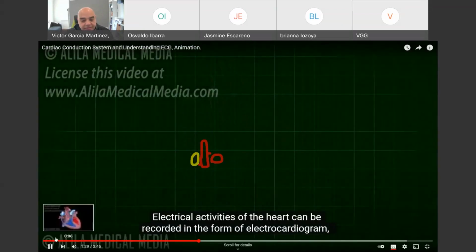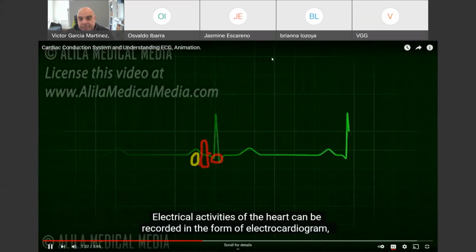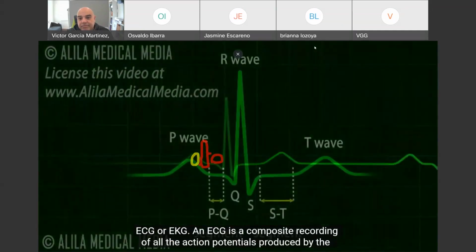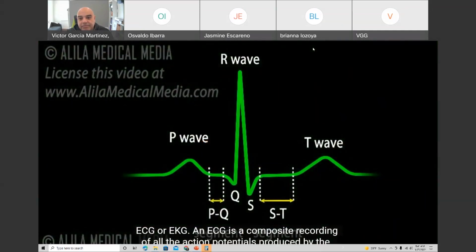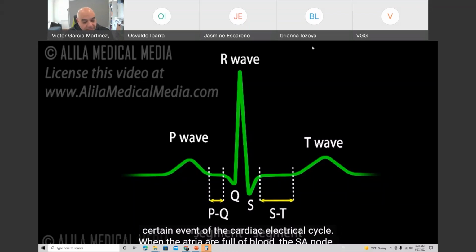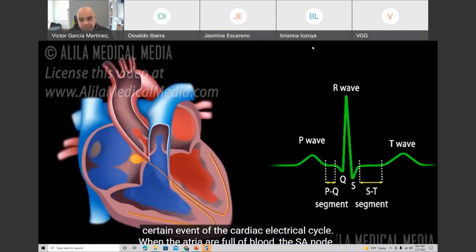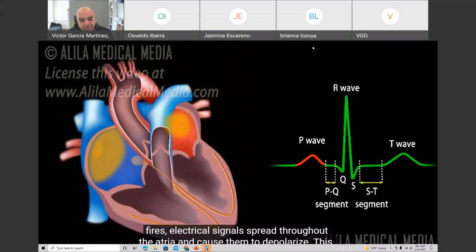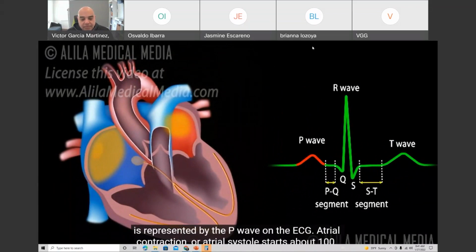Repolarization of the heart can be recorded in the form of an electrocardiogram, ECG, or EKG. An ECG is a composite recording of all the action potentials produced by the nodes and the cells of the myocardium. Each wave or segment of the ECG corresponds to a certain event of the cardiac electrical cycle. When the atria are full of blood, the SA node fires. Electrical signals spread throughout the atria and cause them to depolarize. This is represented by the P wave on the ECG.